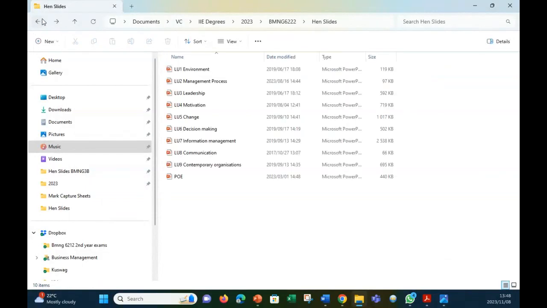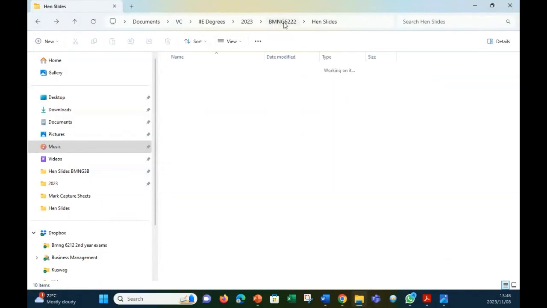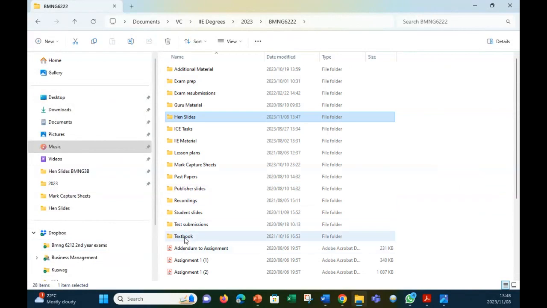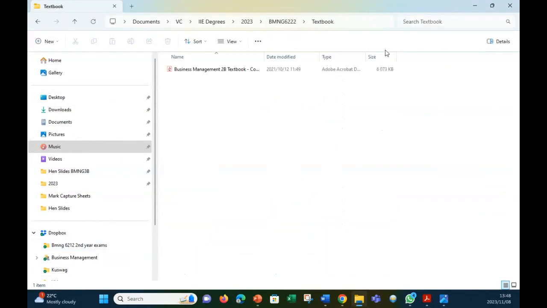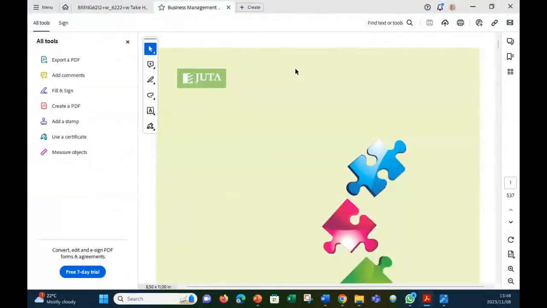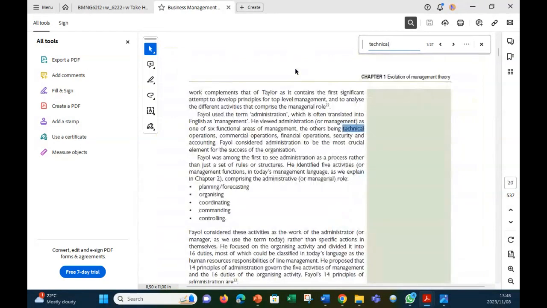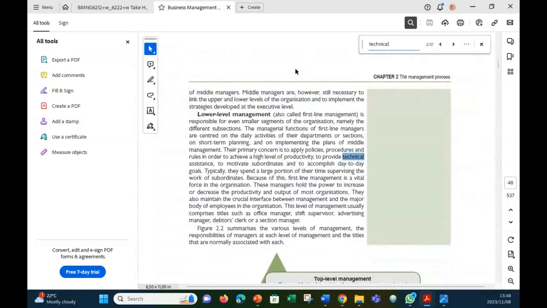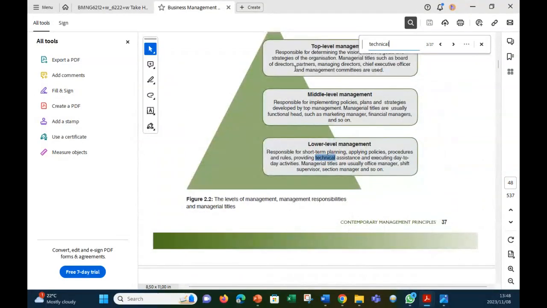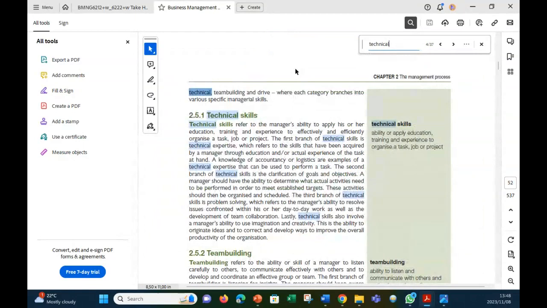If we go back here and I go there and we look at the textbook and we do the same thing. I'm going to open the textbook and we go Control F, find, and we go technical. Let's see what it gives us. So there are, okay, provide technical, lower level management, and there is the answer there, technical skills. Everyone has an electronic version of the textbook.